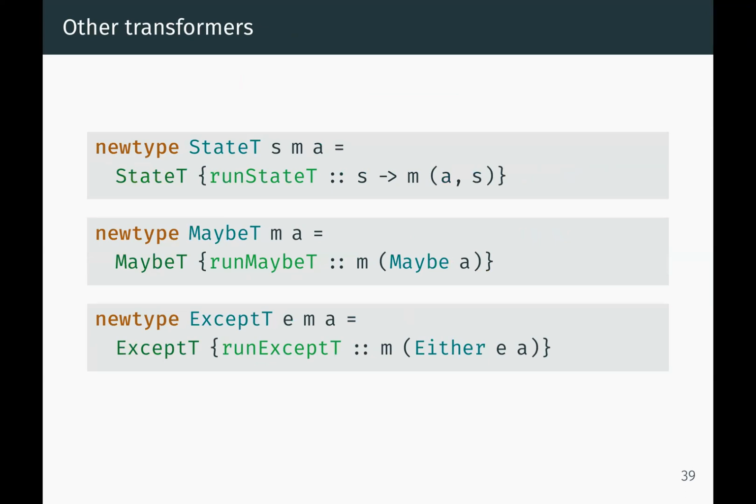Okay, so there are other transformers. We now did this for Reader. As I already mentioned, there's StateT, MaybeT, ExceptT. StateT is the transformer version of State. Where State was from S to A, comma S, StateT goes from S to M of A, comma S, where M is the underlying monad. MaybeT goes to M of Maybe A, and ExceptT is basically the transformer for Either. It could also be called EitherT, but for whatever reason, it's called ExceptT. So it's M of Either E A.